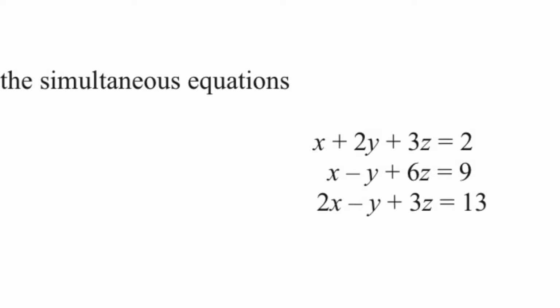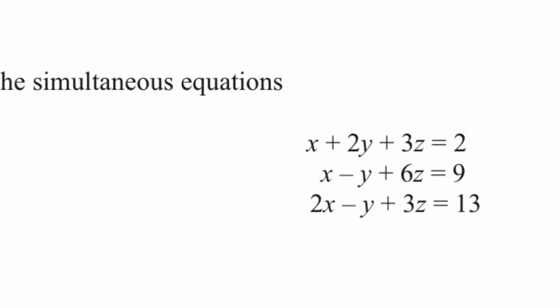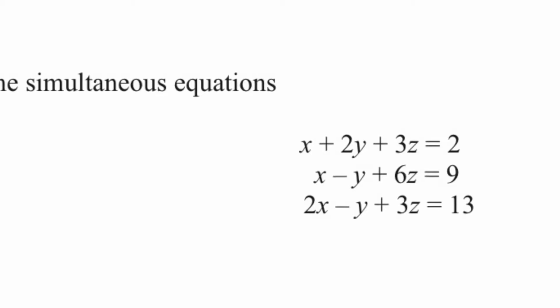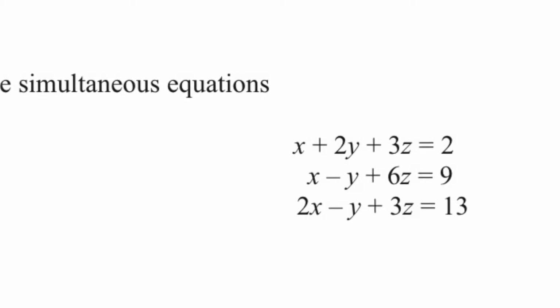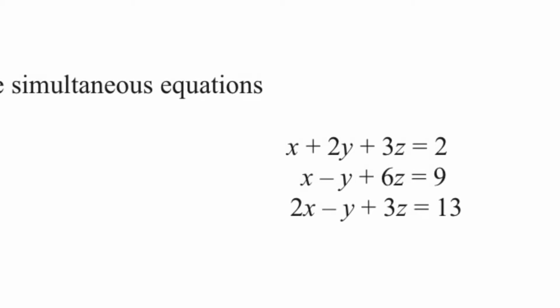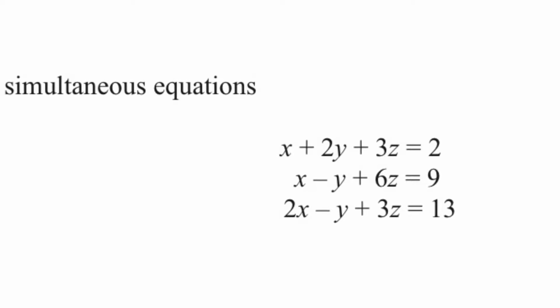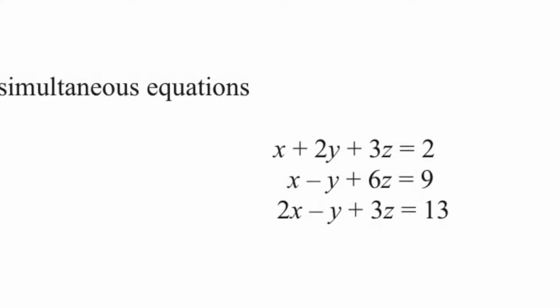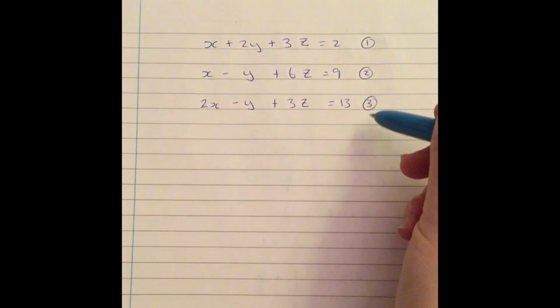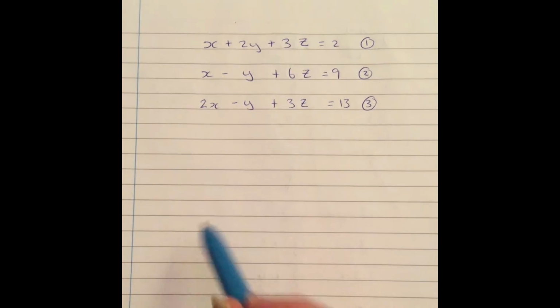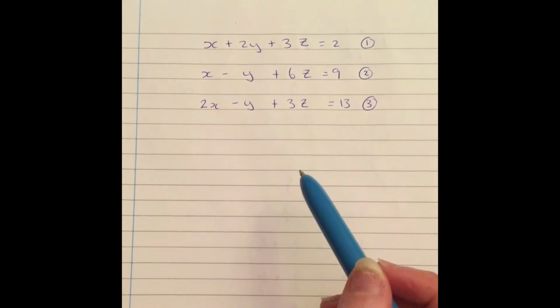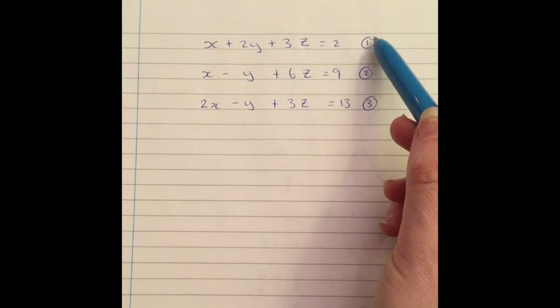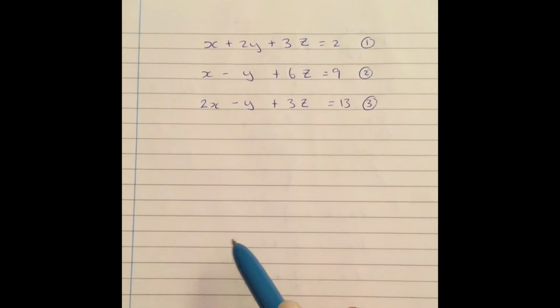This is a triple simultaneous equation question. There are 3 equations and 3 unknowns. We have to find the value of x, y and z that fit the 3 equations. I've put a line through my z so it's not confused with the number 2, and I've labelled the equations 1, 2 and 3.